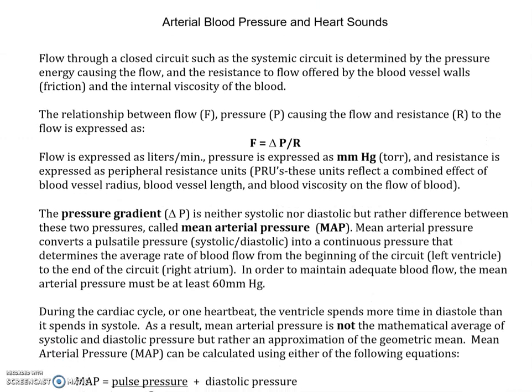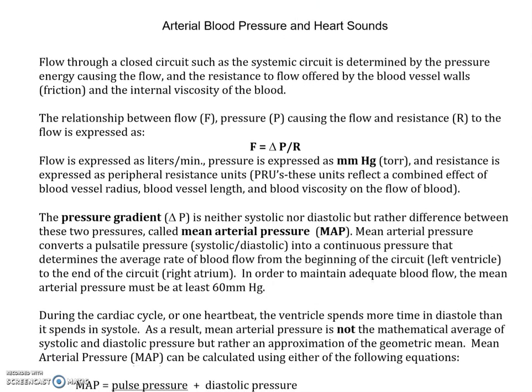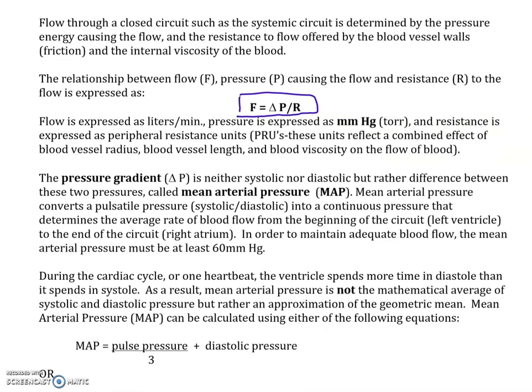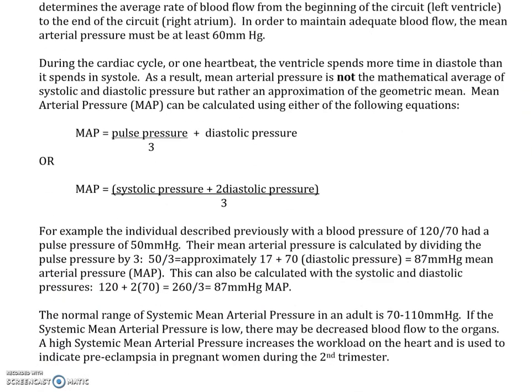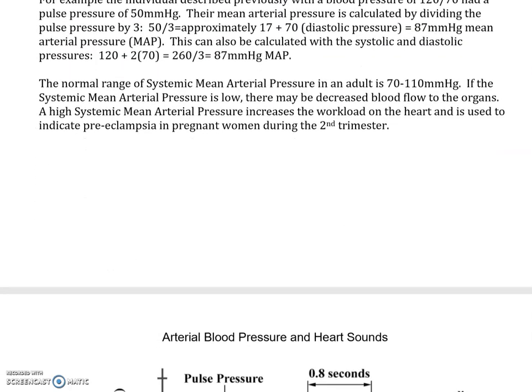So scrolling through the next few pages here, you should know this formula right here that we already had in the heart lecture. Flow is proportional to the pressure change divided by the resistance. And here are the 2 calculations of the mean arterial pressure. You can either take the pulse pressure divided by 3, that's this formula right here, plus the diastolic pressure, or you can use this formula right here where you're taking the systolic pressure plus 2 times the diastolic pressure divided by 3, and we had that on the front page.